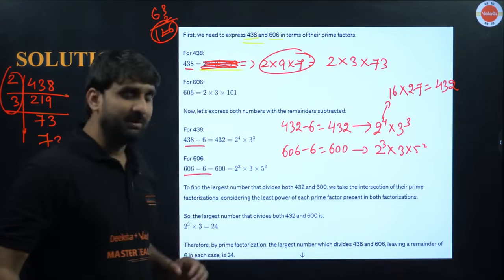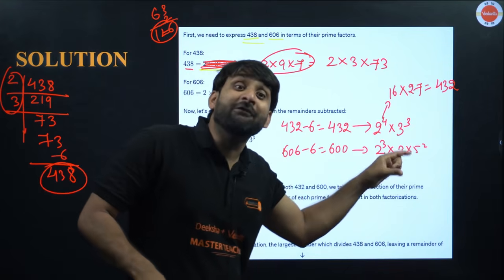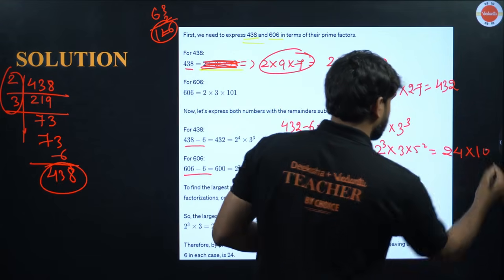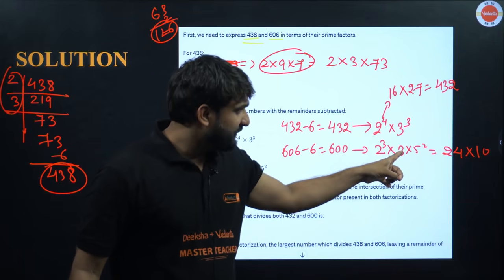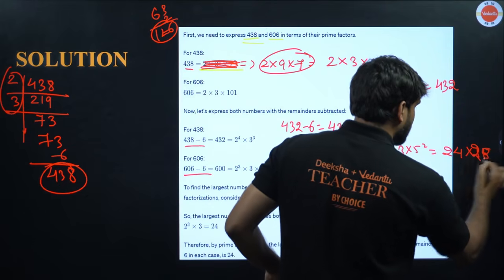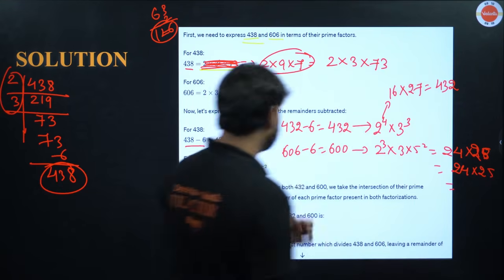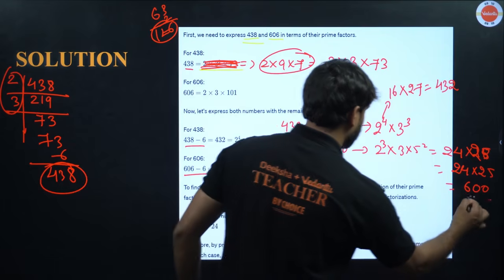2 to power 3 will be 2, 4, 8. 8 into 3 will be 24, right? And 24 into 25: 5 square will be 25. So when you multiply 24 into 25, you will get this number 600. You can check it once. You will get 600. So this is the prime factorization.